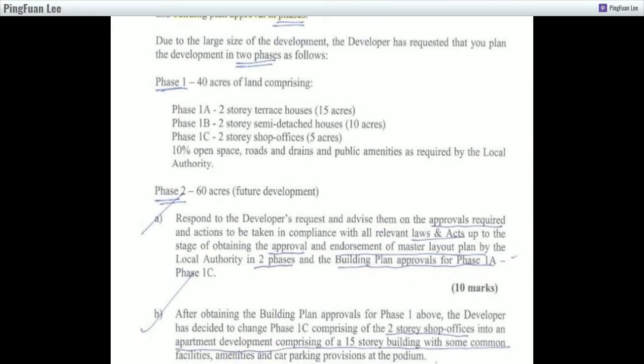Actually, not until CCC, because they are talking about the building permit approval for phase one, until phase 1A until phase 1C. So basically, until building plan approval is good enough already. You don't need to go until CCC. So you can even not talk about things like the strata subdivision or whatever might apply. Just until BP.